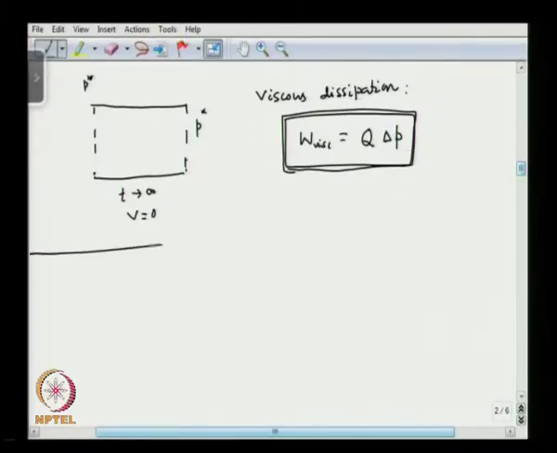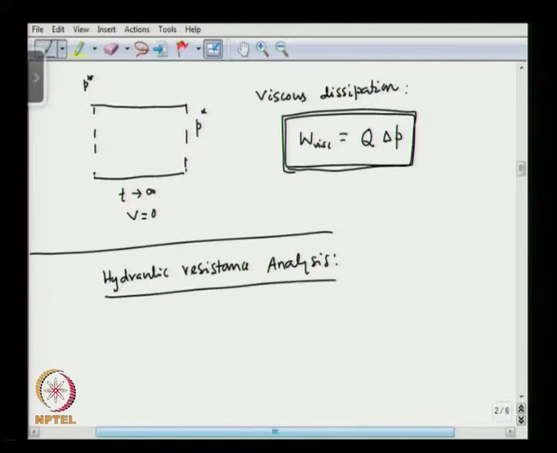So let us consider hydraulic resistance in case of a circular channel cross section. So we first consider hydraulic resistance analysis, and first we consider circular cross section.